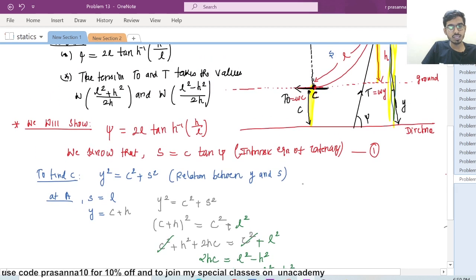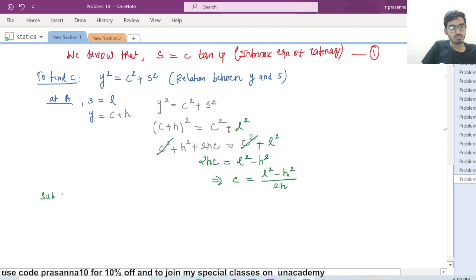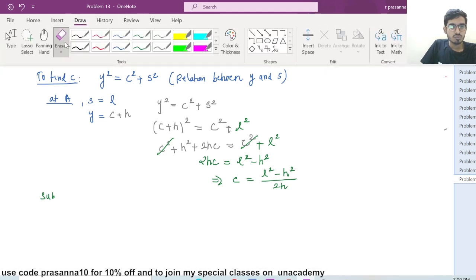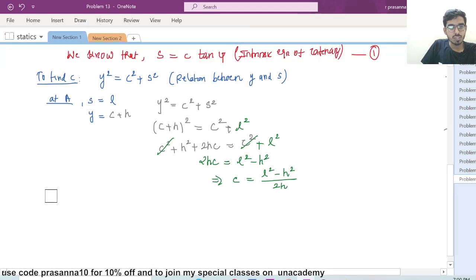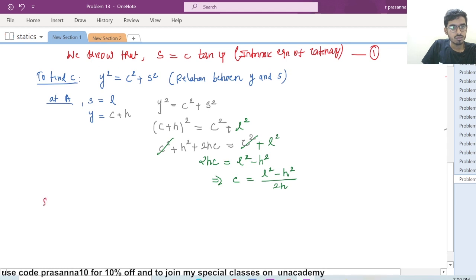Now substitute this C in equation number 1, right? Substitute the value of C in equation number 1.